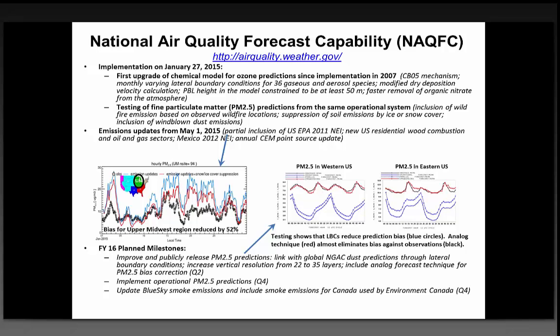And we'll also be incorporating, again, this is a multi-agency effort, so we're bringing in the Blue Sky Emissions from the Forest Service, and also working with Environment Canada to get additional emissions.